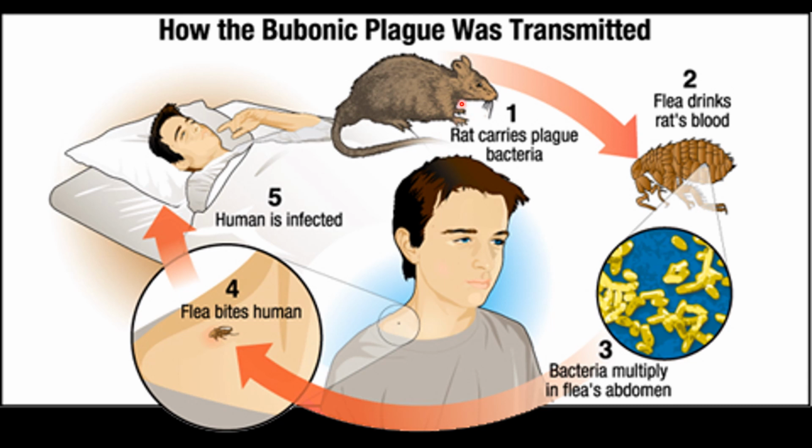The rats carrying the plague bacteria are fed on by the fleas. When the fleas can't find anything else to feed on, they look for a new host. While it's looking, that bacteria is multiplying inside the flea's abdomen. It bites the human and regurgitates that bacteria so it can suck the fresh blood. Now that human is infected. So what should we be looking for in a person who is infected by this bacterium?